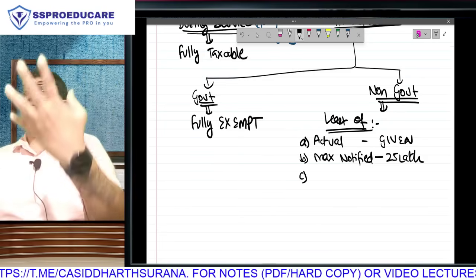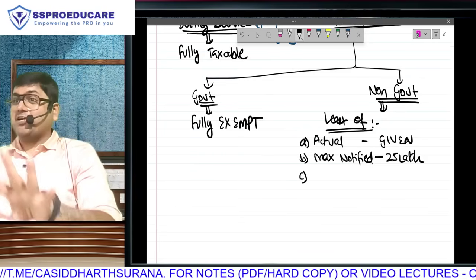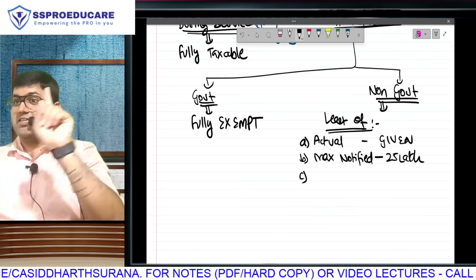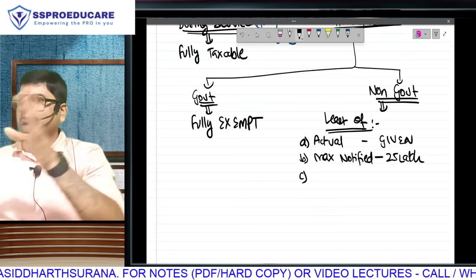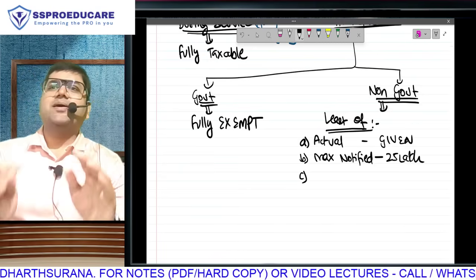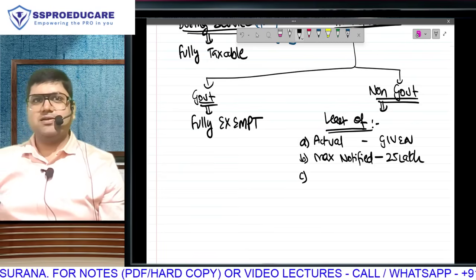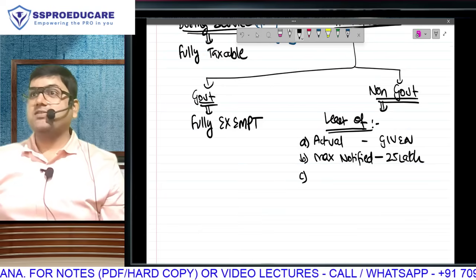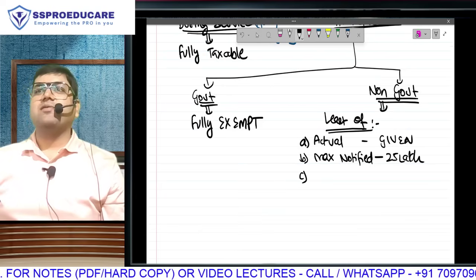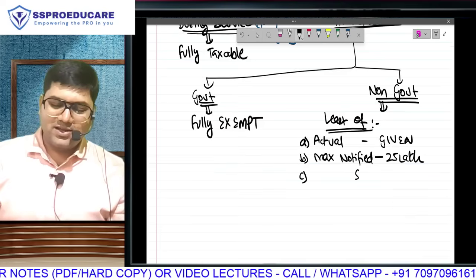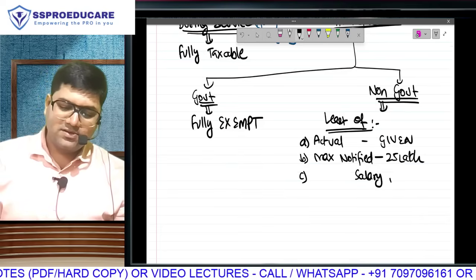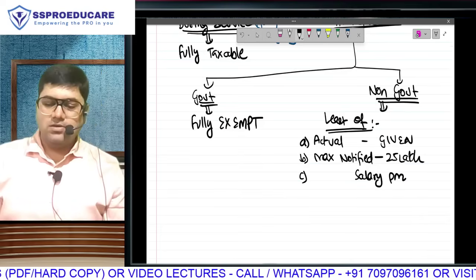Third, in words, I want you to write it mathematically. Like we did once, half month salary each year of service. This is very easy: 10 months salary. But that's it. 10 months salary is the third limit. So how will you write it mathematically? Take salary per month and multiply by 10.